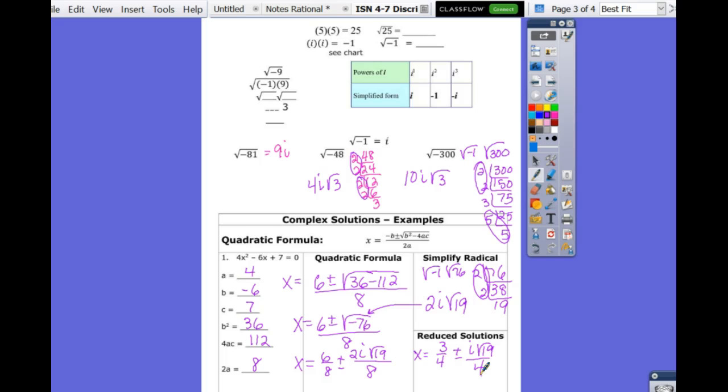Any questions? I divided by 2 because I had 2 over 8. And so can you reduce that by 2? And this one, the 6 over 8, I could reduce by 2. Yes? Yes. Because when I take the square root, I don't know whether I'm going to add or subtract. Okay?